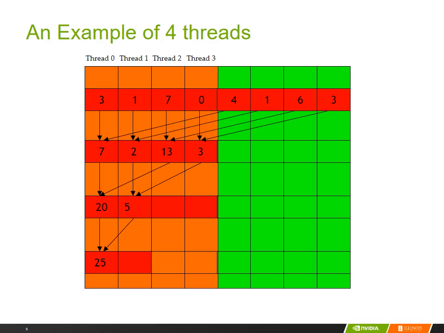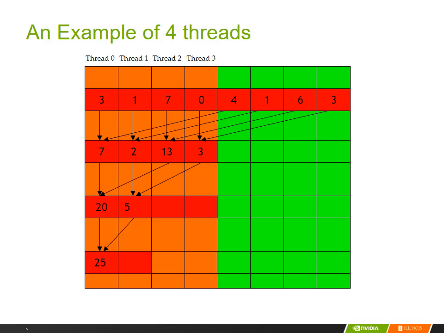During the first step of the reduction, all the threads add the element in their responsible location with an element that is a thread block away, that is, 4 elements away.